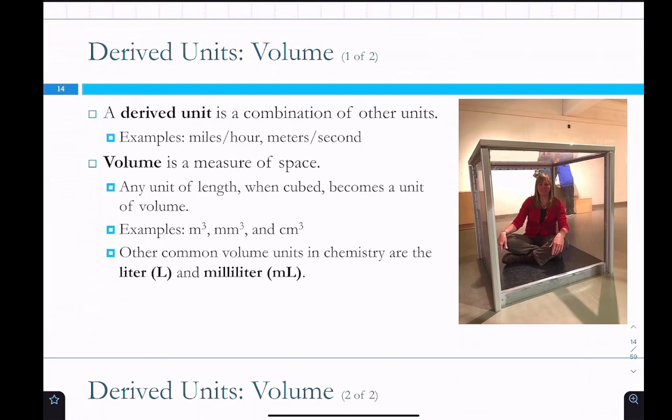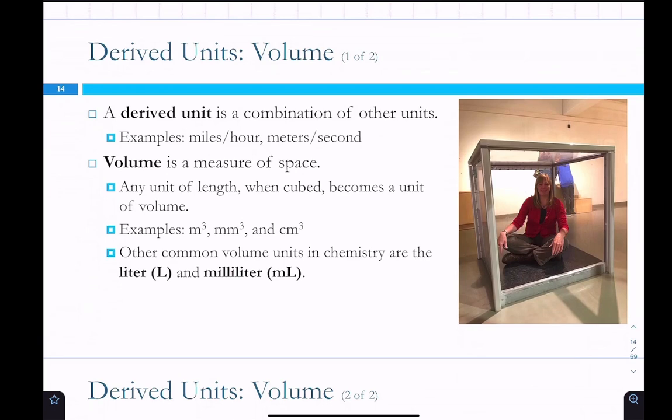So derived units are combinations of other units. And that can be different units, like meters and seconds, or miles and hours, or it could be combinations of the same unit. So here I've got these. These are each a cubic centimeter, so they're 1 centimeter on all sides. This is 2 cubic centimeters.